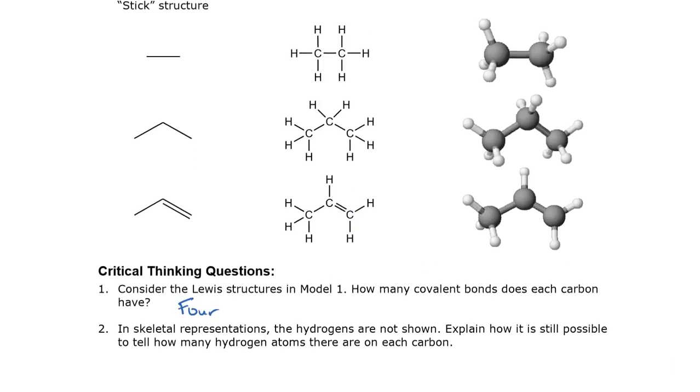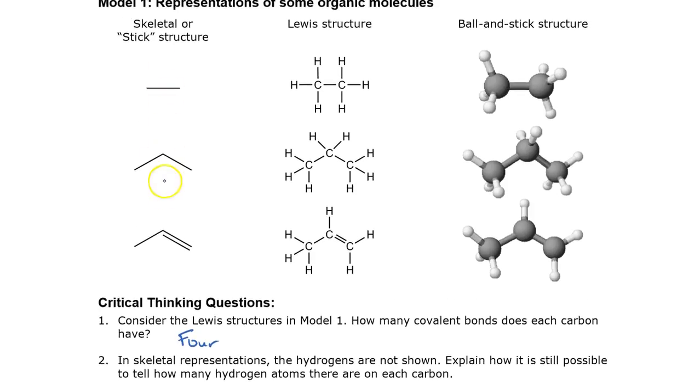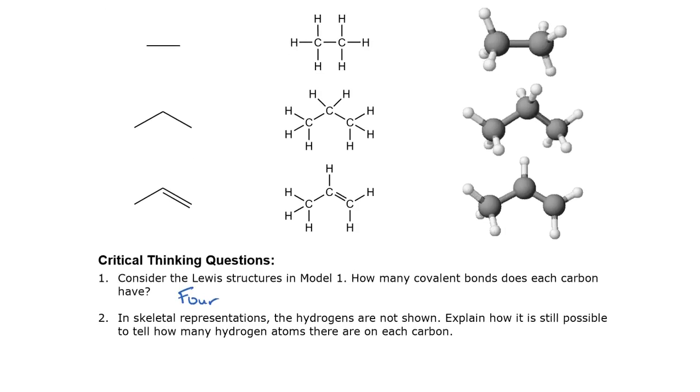Question 2. In skeletal representations, okay, so that's in this first column, the hydrogens are not shown. Explain how it is still possible to tell how many hydrogen atoms there are on each carbon. Pause the video and write a sentence. Pause now.